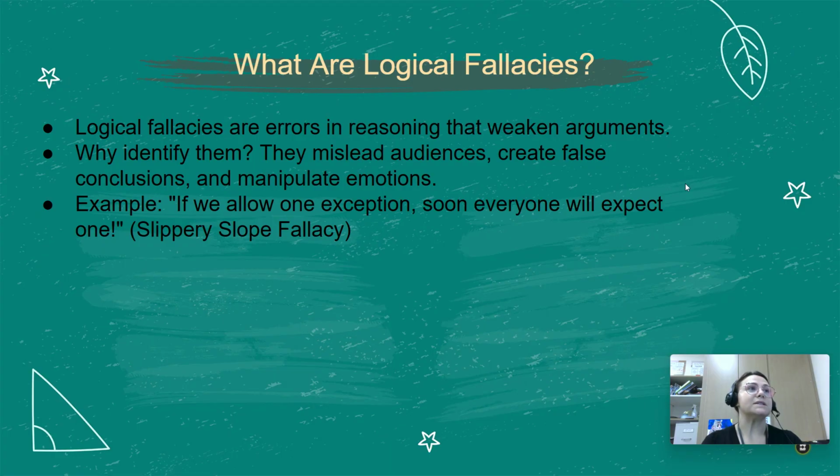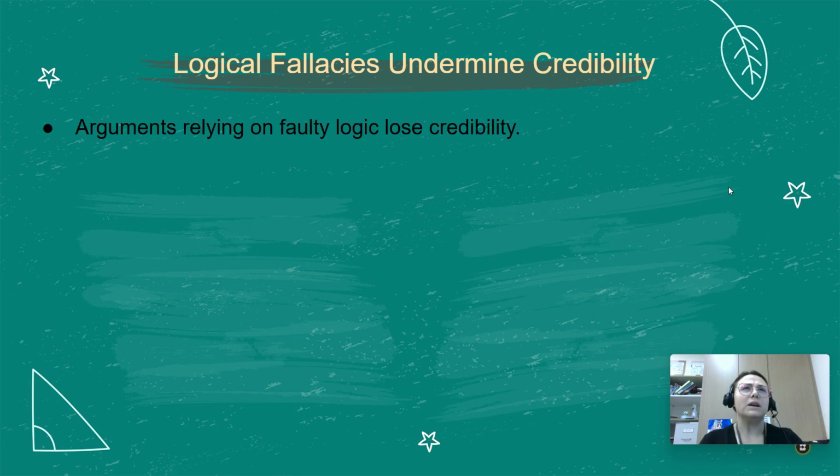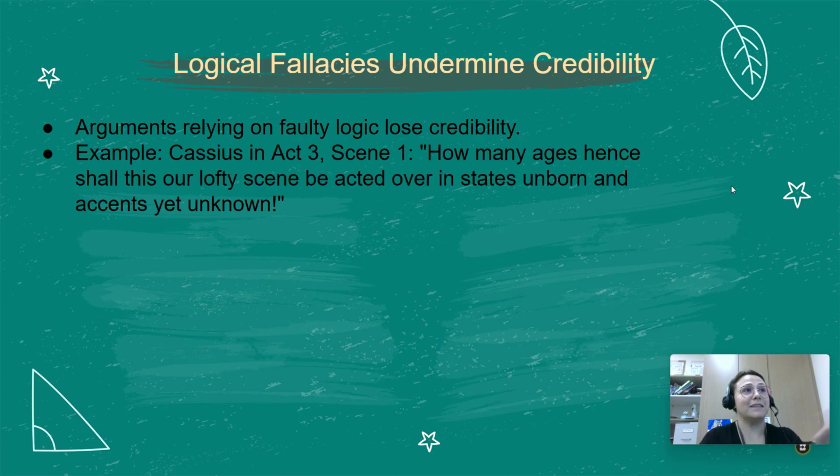So an example is, if we allow one exception, soon everyone will expect one. Slippery slope. Now, why do they undermine credibility? It's because arguments relying on faulty logic lose it. Like, there is none, because it just shows they have no evidence.